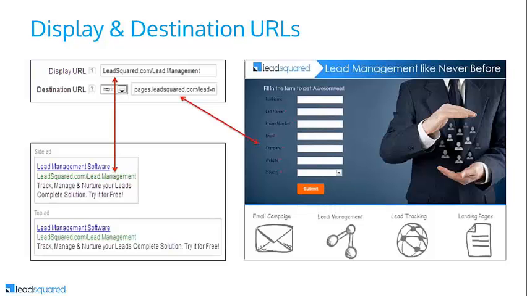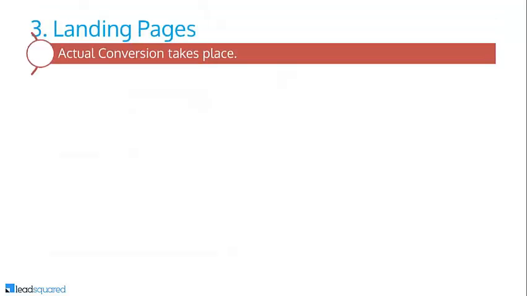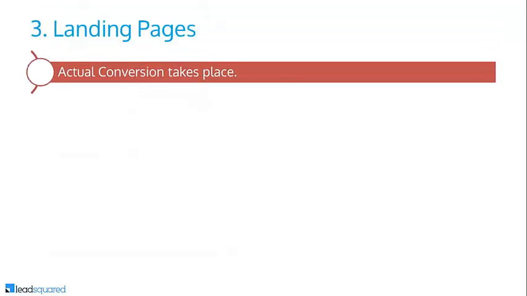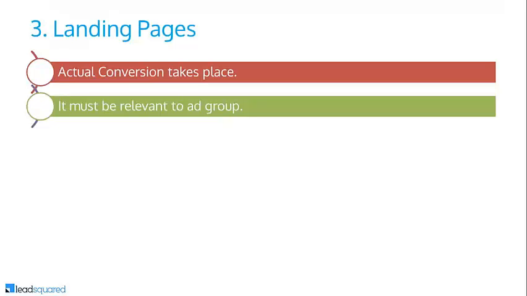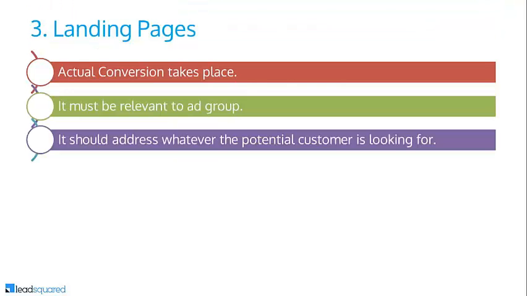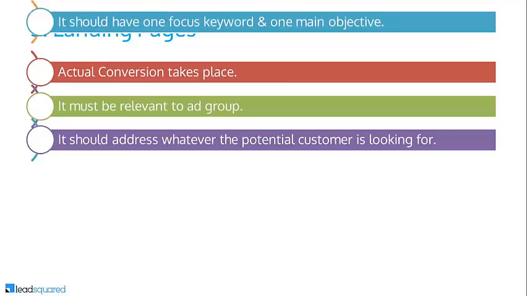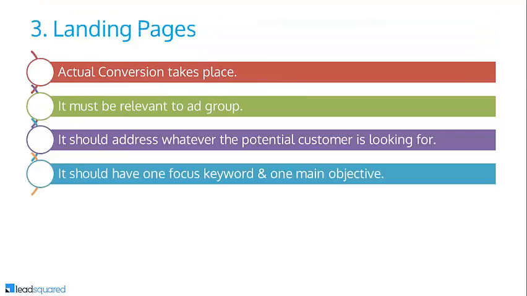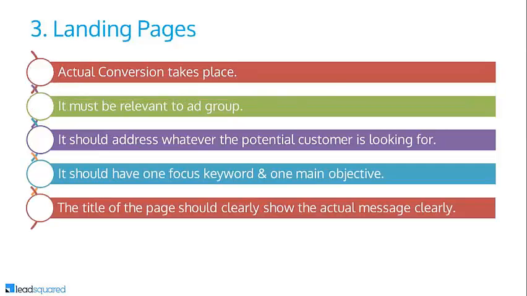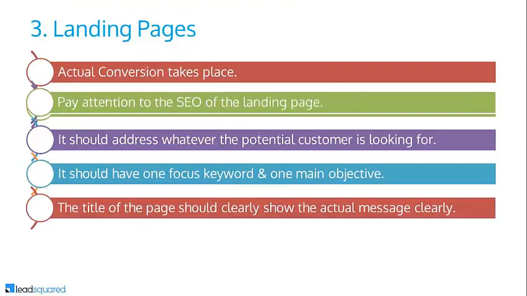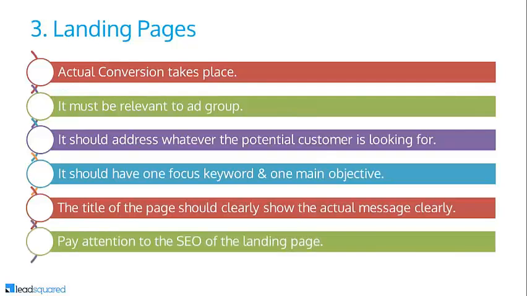So now that we have come to the landing page, let's talk about landing pages. These are the pages where actual conversion takes place, and you must keep this relevant to your ad group. It should address whatever the potential customer is looking for. It should have one focus keyword and one main objective. The title of the page should clearly show the actual message, and most importantly, the SEO of the landing page should be properly done.